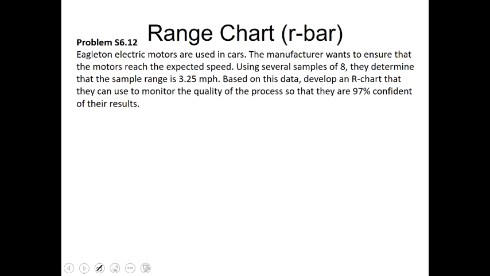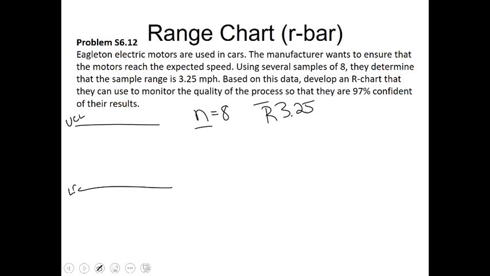Eagleton electric motors are used in cars. The manufacturer wants to ensure that the motors reach the expected speed. Using several samples of 8, n equals 8, watch for those little things, sample size, n equals 8, they determine that the sample range is 3.25. Based on this data, develop an R chart, a range chart they can use to monitor the quality of the process. So we're going to try to figure out what the appropriate upper control limit and lower control limit would be. We would like to be 97% confident.